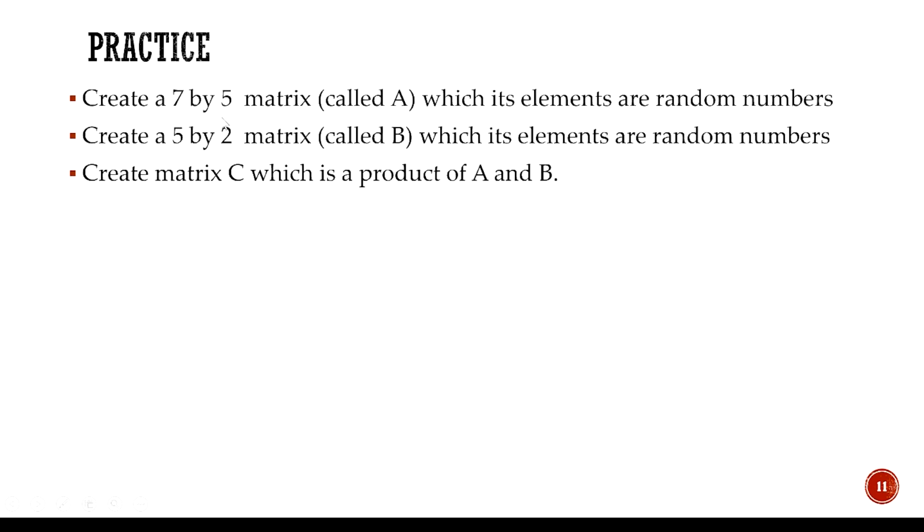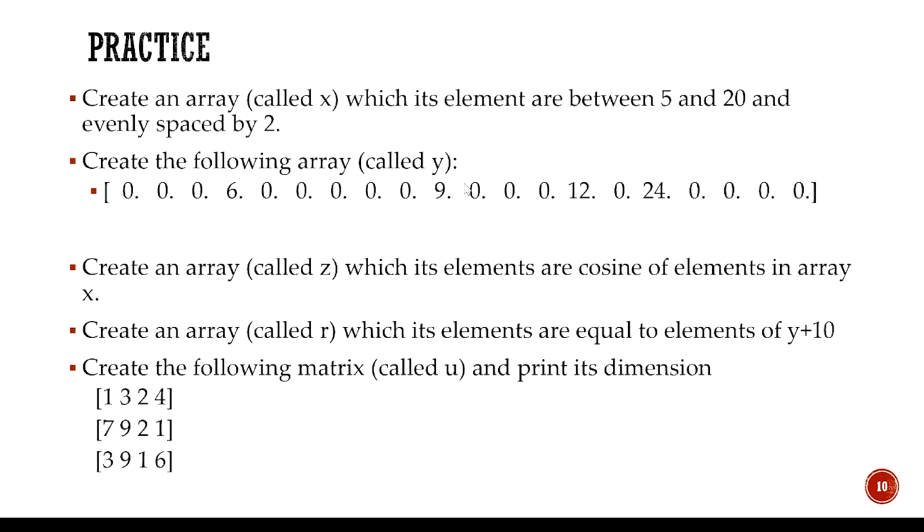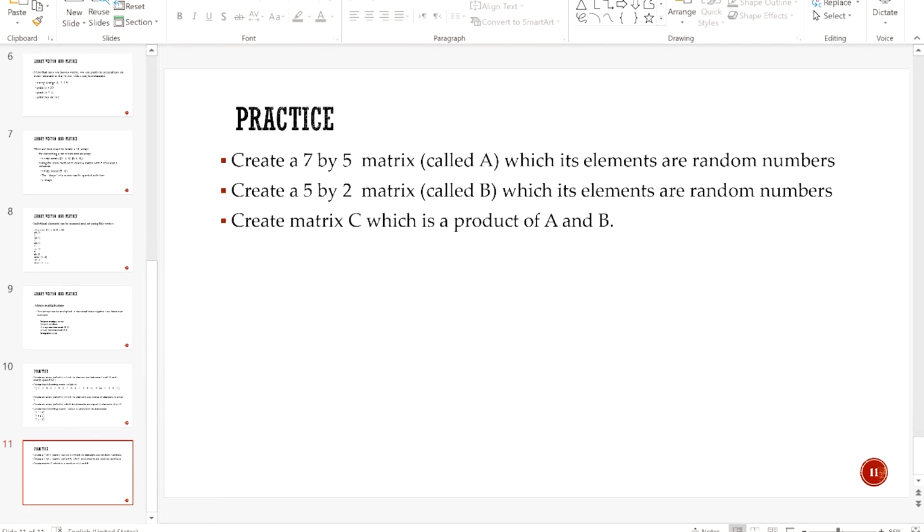Then we create a 5 by 7 matrix, which its elements are random numbers. Another matrix called B, 5 by 2. And then we want to create matrix C, which is a product of A and B. So at this point, I encourage you to pause the video and try to create these arrays and matrices and then compare your code with mine. Okay.